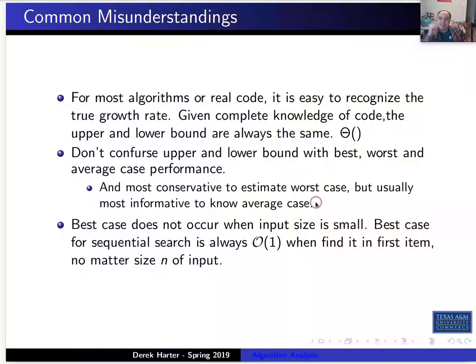And usually best case is not all that interesting, so usually you need to be conservative when you're trying to do an analysis of your algorithm. So the most informative is usually the average case, because that's what's normally going to be happening, assuming that you know what the average case is appropriately, right? But if you need to be conservative, then you want to find out what input is going to cause your algorithm to perform at its worst, right?